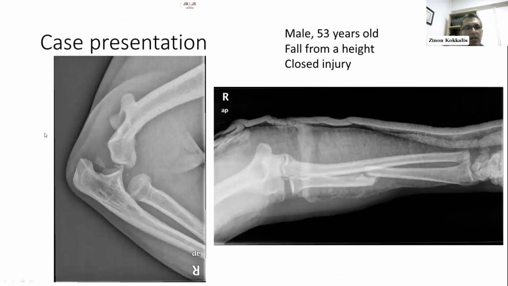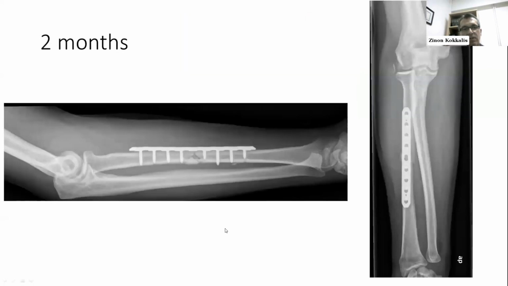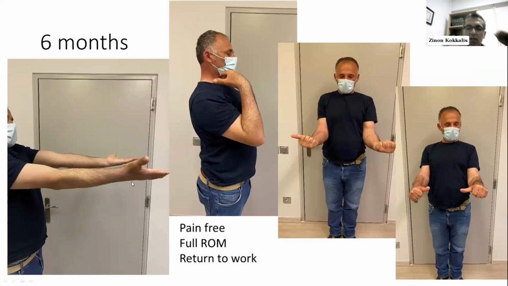Here I present a case. It's not a complex case, an elbow dislocation along with a fracture of the diaphysis of the radius. In this case, I performed ORIF for the radius. During fluoroscopy, the elbow was stable, so I didn't do any type of surgery in the elbow. At 2 months, these are the x-rays, and this patient had a pain-free full range of motion, and he went back to his work.